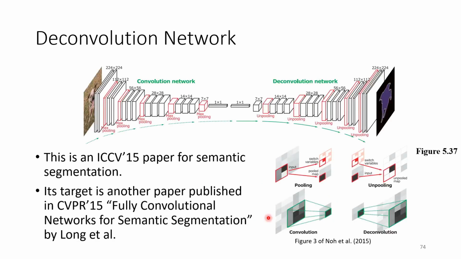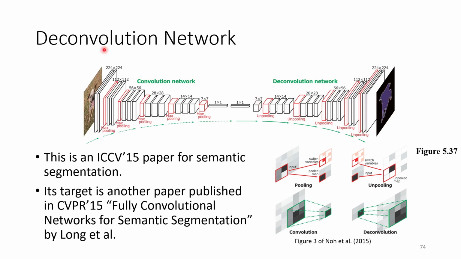So what can it be used for? So this is the deconvolution network. This is a method proposed 9 years ago for semantic segmentation. So suppose this is an image of a dog, and semantic segmentation means I want to label the pixels belonging to the dog. Okay, so how to do it?